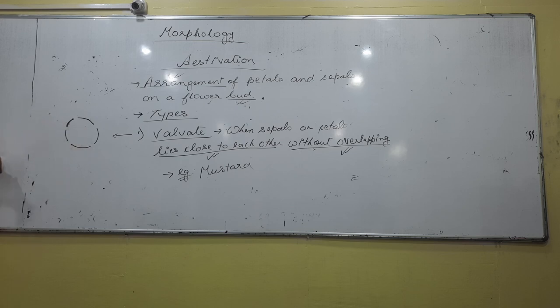When the questions on estivation are diagrammatic, the first point that you see is, when the space is seen, it is valvate. As I was talking about, there is something called open also.